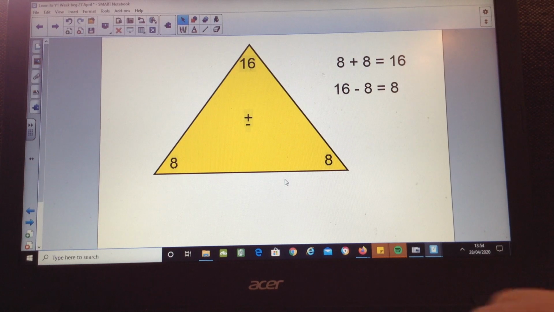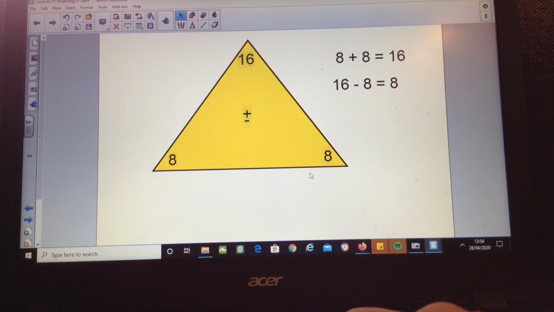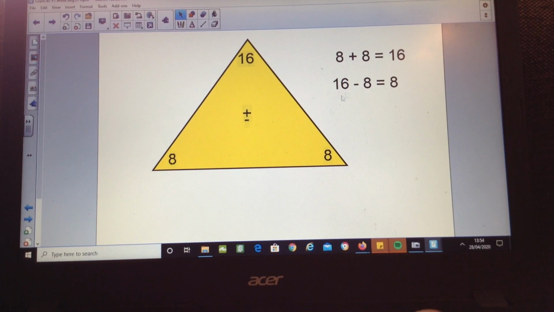Okay, I've got my fact family triangle. 8 add 8 is 16. 16 take away 8 is 8.